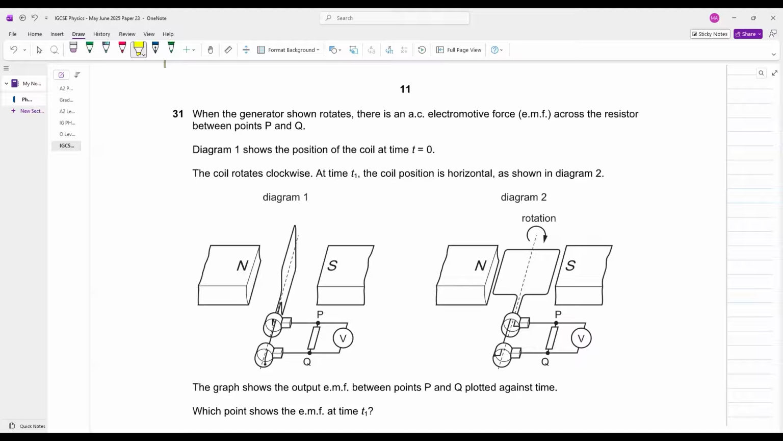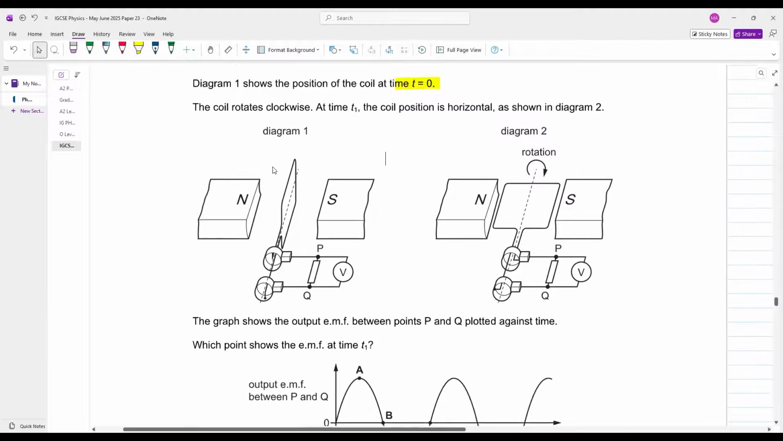When the generator shown rotates, there is an AC electromotive force across the resistor between point P and Q. Diagram 1 shows the position of the coil at time t equal to 0. Diagram 1 का वही position of the coil at time t equal to 0. The coil rotates clockwise, and at time t equal to t1 the coil is in the horizontal position.